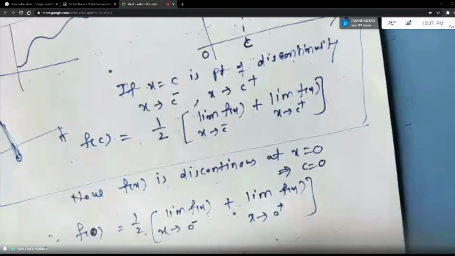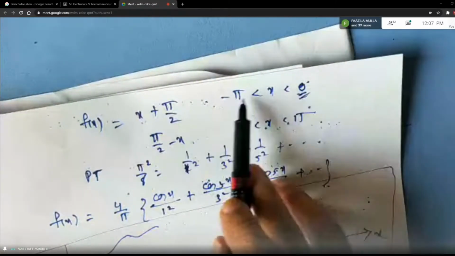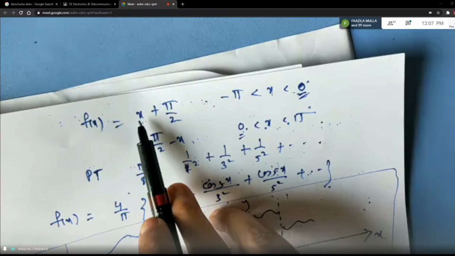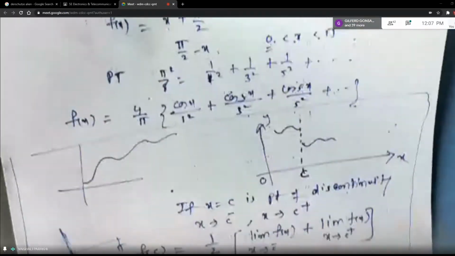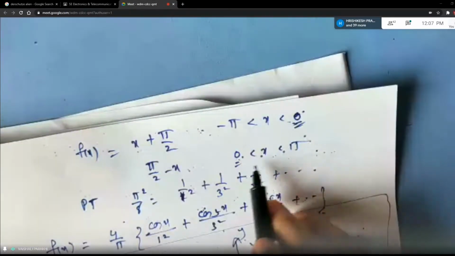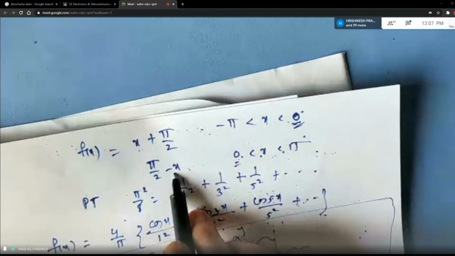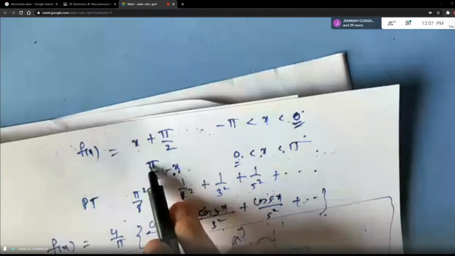Now let us substitute half. What are the functions, students? On the left hand side of 0, the first interval, before 0, it will be pi by 2 plus 0. Because x is 0, it will be just pi by 2. Plus, on the right hand side of 0, what is the function? Pi by 2 minus x. But at what value are you finding? For x equal to 0, you are finding the limit. So replace x by 0. So you get pi by 2.